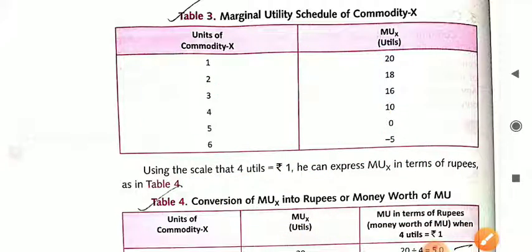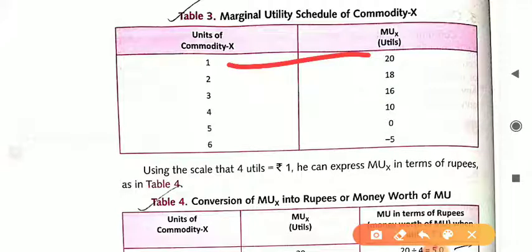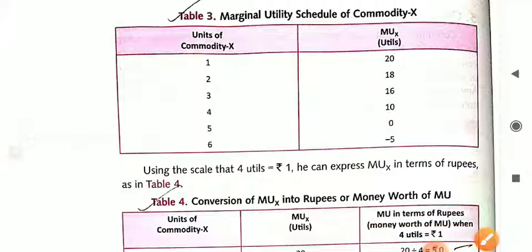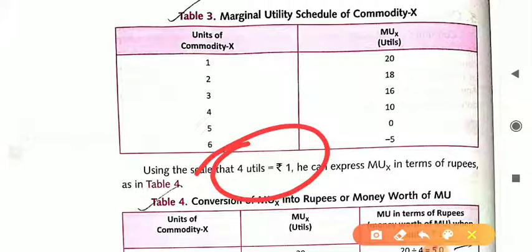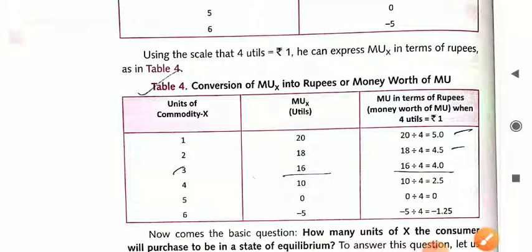Similarly, when you spend on one commodity, you will get 20, then 18, then 16. So these are the marginal utilities. Now, using the scale that 4 utils equals 1 rupee, in spending 1 rupee you will get 4 utils of utility. So now we convert our marginal utility into rupees.